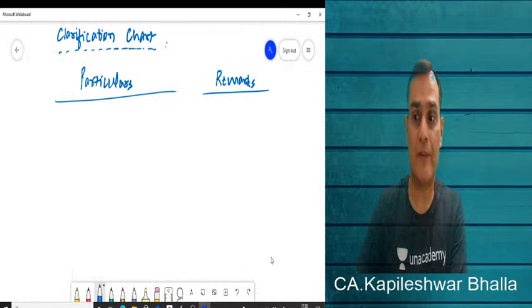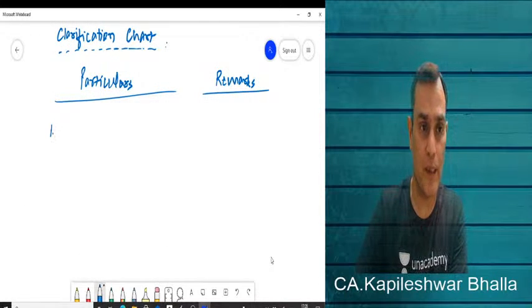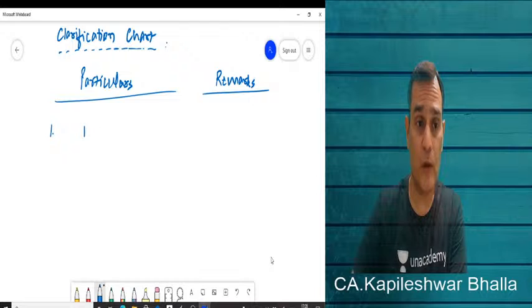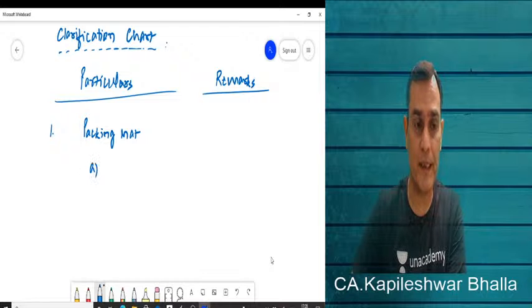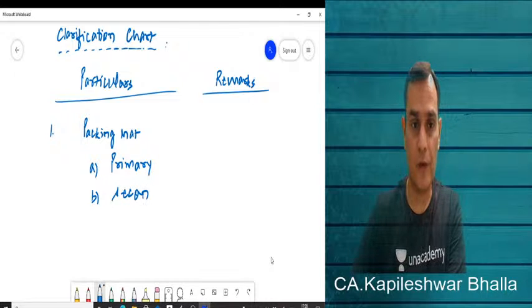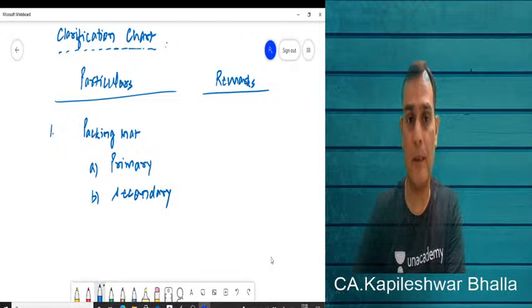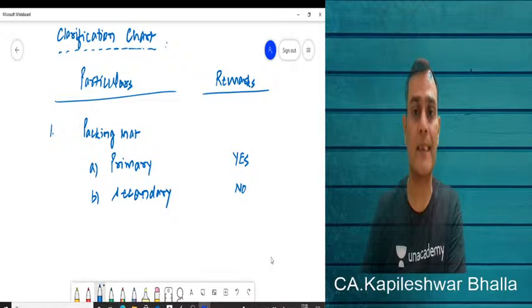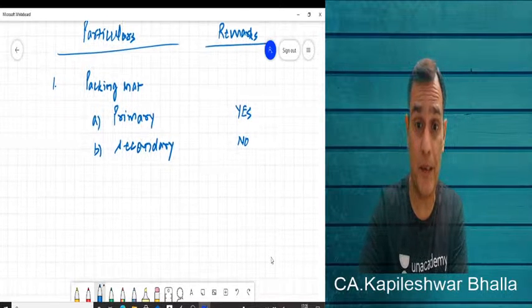So when you're looking at the clarification chart, number 1, first of all, we said there is packing material. Is packing material supposed to be inventory? We said it depends upon whether we are looking at a primary packing or a secondary packing. If you're looking at a primary packing, the answer is yes, it is inventory. But if you're looking at a secondary packing, it's not inventory. It would be considered more like advertisement.